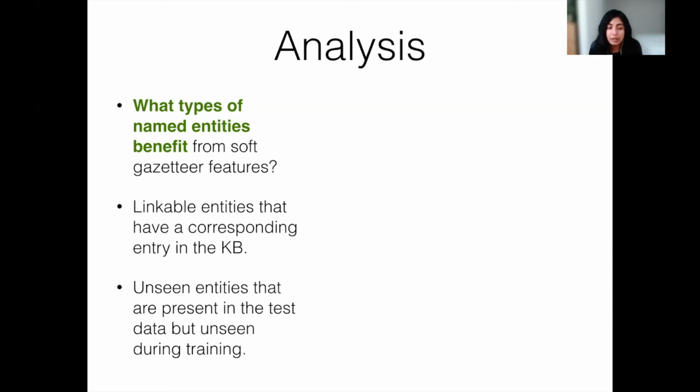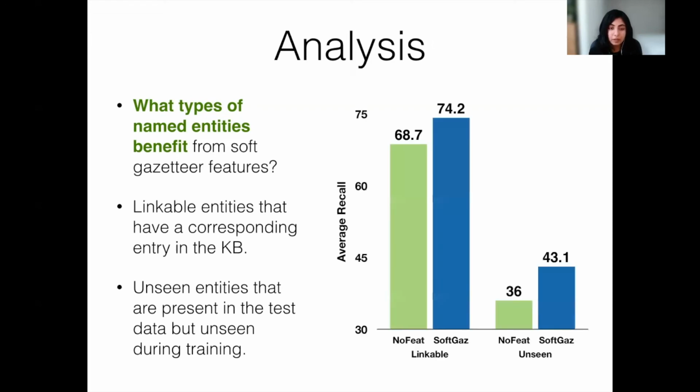We also look at named entity mentions in the test set that are unseen during training, which might also leverage the additional features for improved performance. In the figure, we see the recall for both these types of entities. And for both cases averaged over the 4 languages in our data set, the soft gazetteer features do indeed improve recall over the baseline.